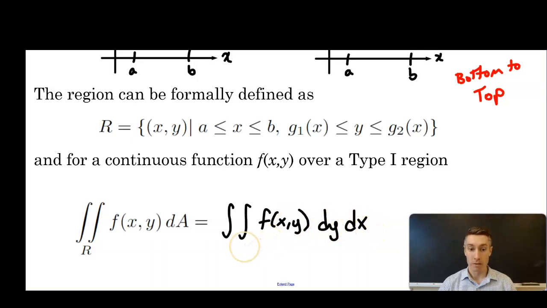The y bounds, g sub 1 of x, g sub 2 of x. So those are the functions of x. So integrating with respect to y, the bounds are in terms of x's, and then x goes from a to b. So that's what our double integral setup would look like over a type 1 region. So if there's a type 1 region, that means there's a type 2 region.